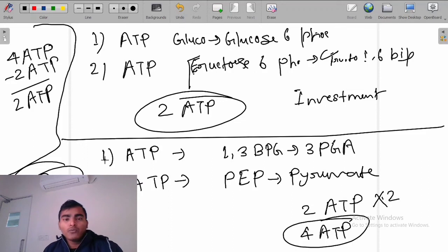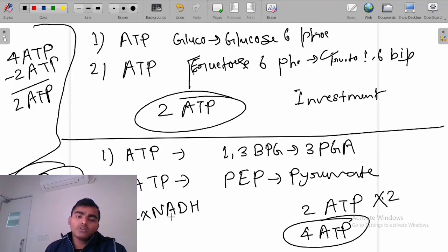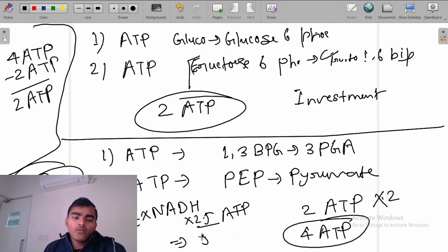So this is what we were looking for. We also got 2 NADH molecules, because when there was conversion of glyceraldehyde 3-phosphate into 1,3-biphosphoglycerate, we got 2 NADH molecules as well. NADH is also important, because one NADH molecule is equivalent to 2.5 ATP molecules. So we have 2.5 times 2, a total of 5 ATP molecules from this particular step.